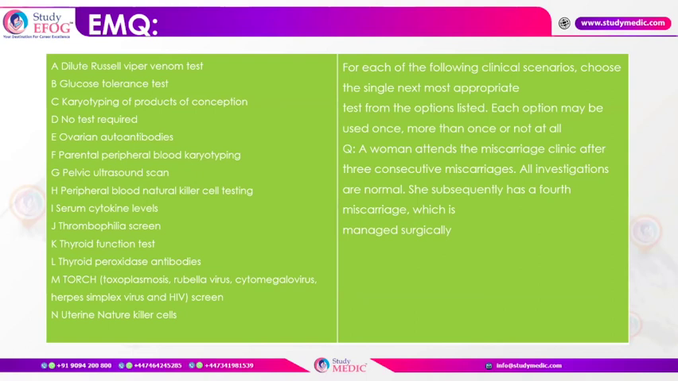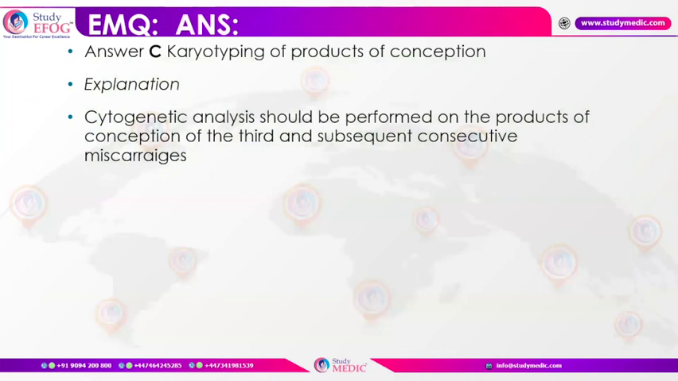The options are: dilute Russell viper venom test, glucose tolerance test, karyotyping of products of conception, no test required, ovarian autoantibodies, peripheral blood karyotyping, pelvic ultrasound, peripheral blood natural killer cell testing, serum cytokine levels, thrombophilia screening, thyroid function test, thyroid peroxidase antibodies, TORCH screening, or uterine natural killer cells. As we know this patient has no other abnormalities, definitely we will proceed for karyotyping of the products of conception. Cytogenetic analysis should be performed on the products of conception on the 3rd and subsequent consecutive miscarriages.